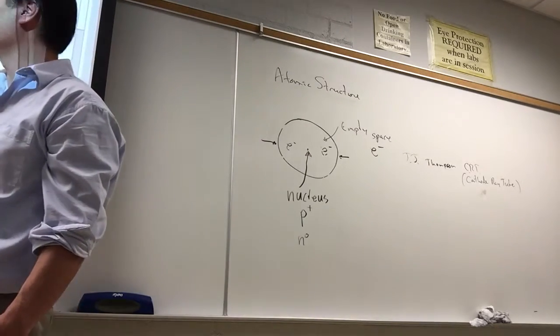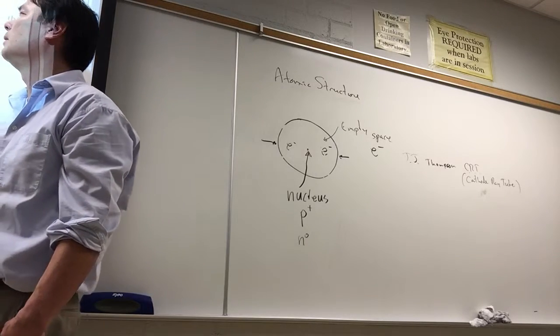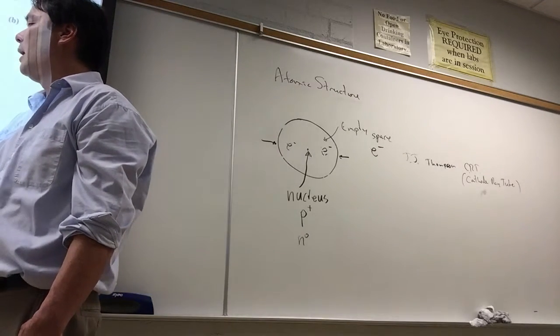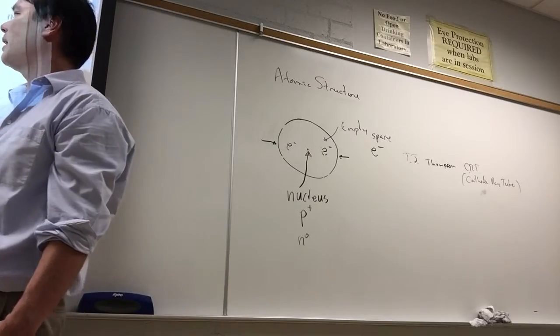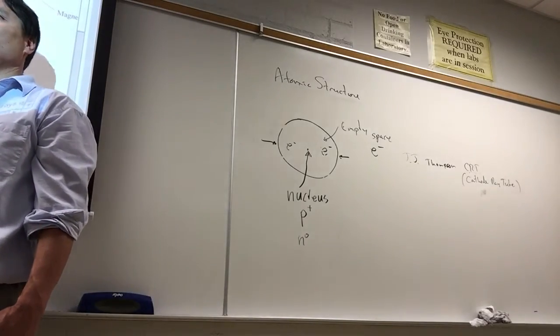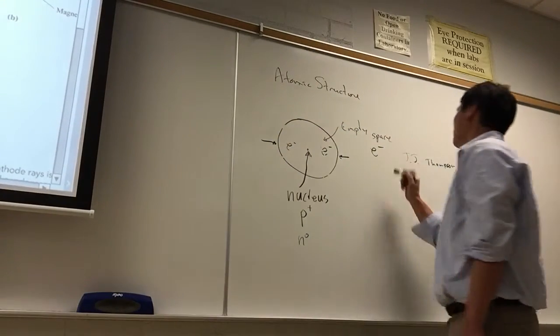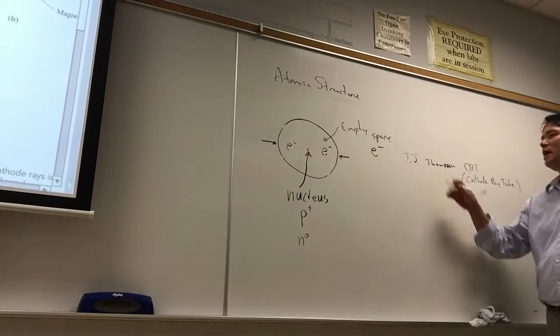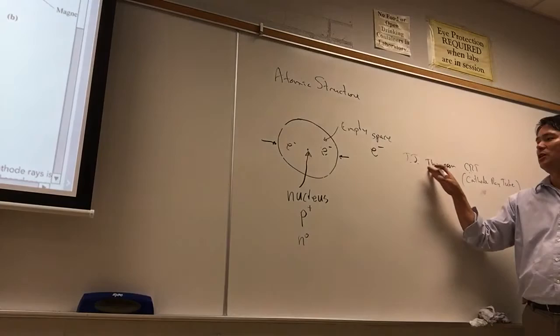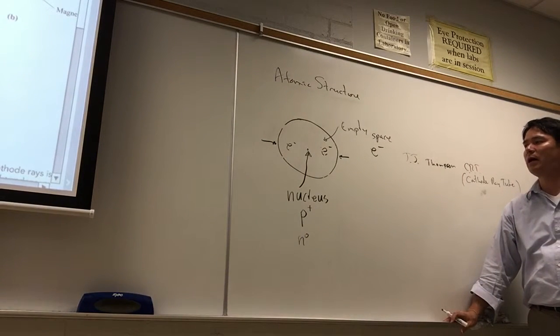In other words, you change the material of the electrodes here. And so it appears that whatever makes up cathode rays is present in all matter, and whatever that is, to make a long story short, it's the electron. And so this is kind of the discovery of the electron. J.J. Thomson was credited with that.